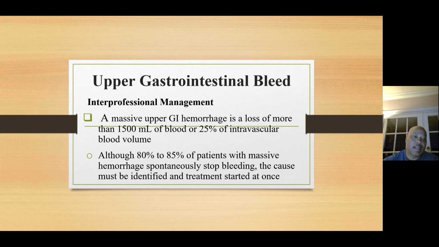All right. Now, the type and amount of fluids infused are based on physical and laboratory findings. We generally use isotonic crystalloid solutions such as lactated Ringer's. Whole blood, packed red blood cells, and fresh frozen plasma may be used for volume replacement in massive hemorrhage.